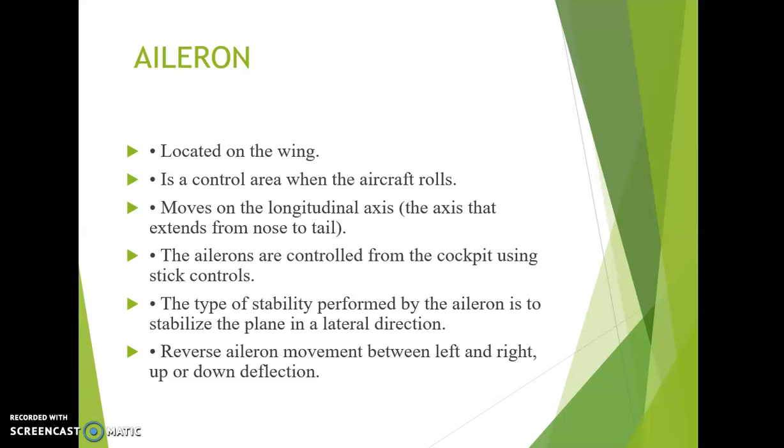aileron. Located on the wing, it is a control area when the aircraft rolls. Move on the longitudinal axis, the axis that extends from nose to tail. The ailerons are controlled from the cockpit using the stick control.